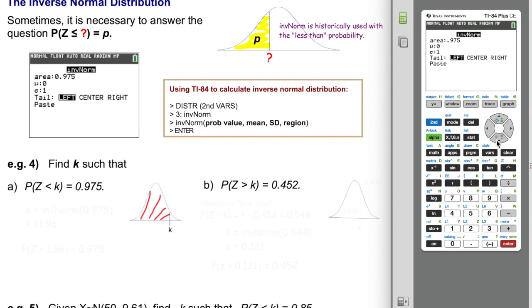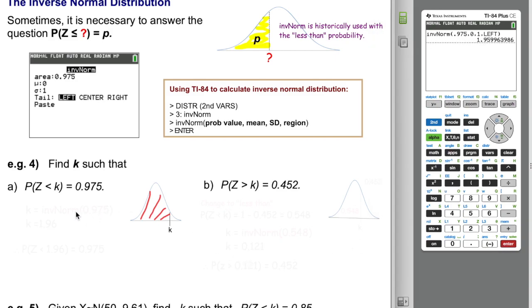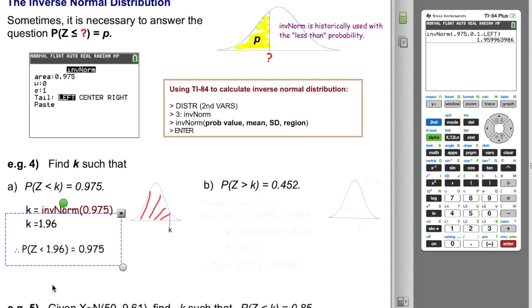Back then, you have no choice. Everything is always left, okay? Now, paste. This is 1.9599. All right, so the k value is approximately 1.96, okay? And we can write the probability statement as the probability of z less than 1.96 is approximately 0.975, all right?